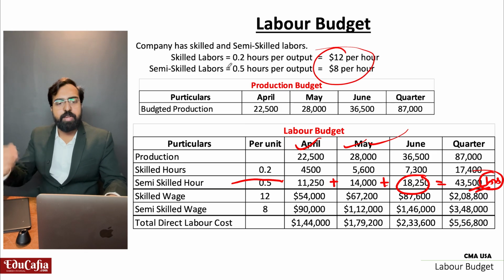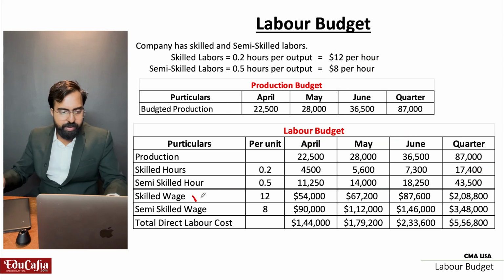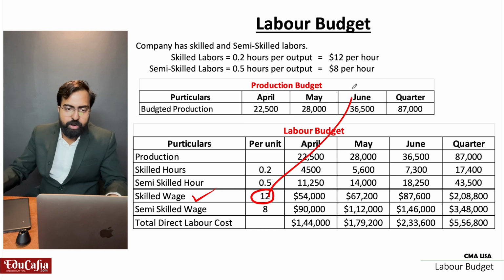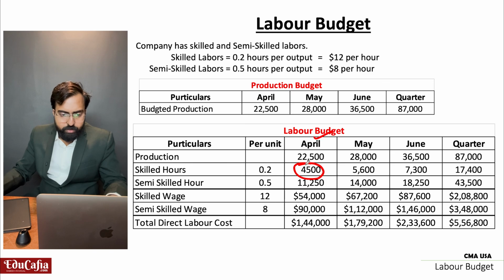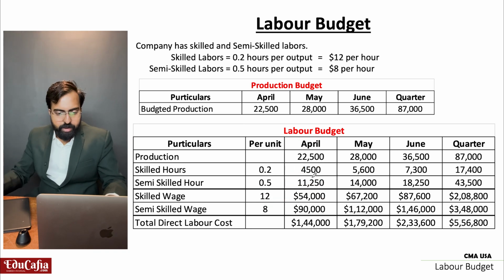Then how much do we have to give as wage? We have the per hour cost, right? It's very simple. For skilled laborers, $12 per hour. Semi-skilled laborers, $8 per hour. So the 4,500 hours they worked in April, into 12, is equal to 54,000. Here 11,250 semi-skilled hours into 8 is equal to 90,000. Like this we will calculate May and June.